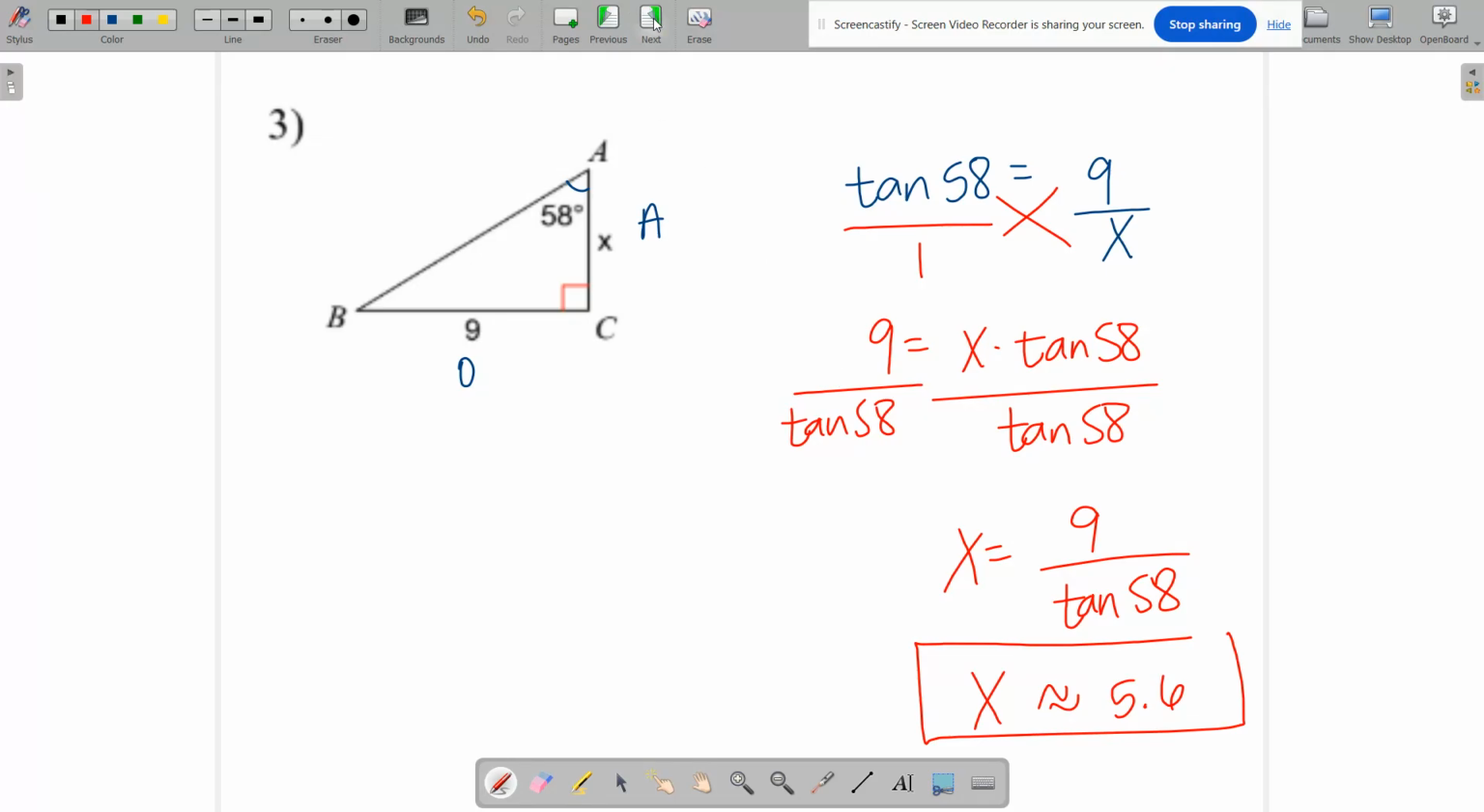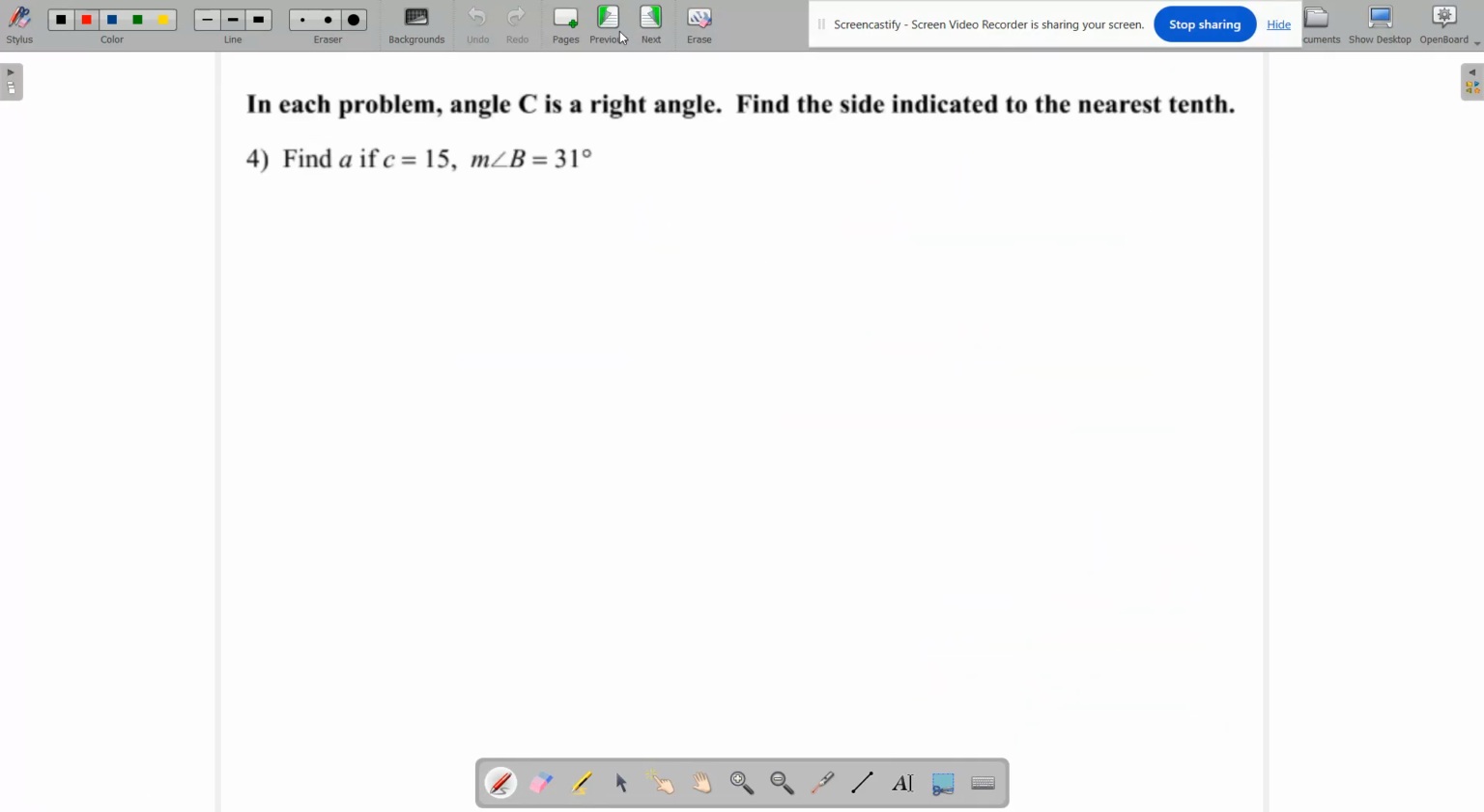The last type of question is one where you're going to have to do some setting up yourself. It says, in each problem, angle C is a right angle. So we're going to be drawing a triangle based on the information given, and it's not going to be to scale, and that's okay. We have a right triangle, and angle C has to be here. All of these triangles that you have to draw by yourself are going to be triangles A, B, C. You put A and B wherever you want for the two acute angles, but C has to be the right angle.